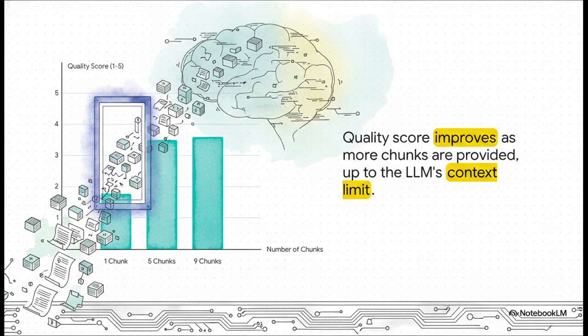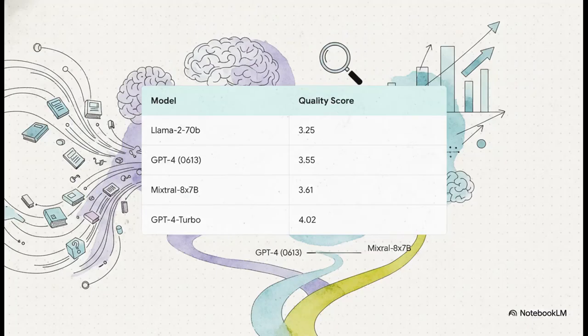That's what data-driven tuning looks like. No guesswork, just results. And they did the exact same thing to compare different models. The results are kind of surprising. Yeah, GPT-4 Turbo came out on top, but look at the open source Mixtral model. It was super competitive, even beating an older version of GPT-4. It just goes to show you can't assume anything. You have to test, measure, and let the data tell you what's best.